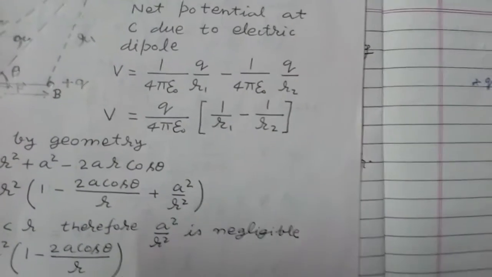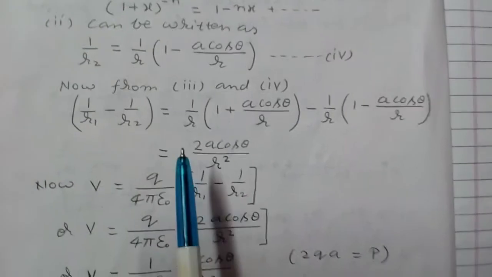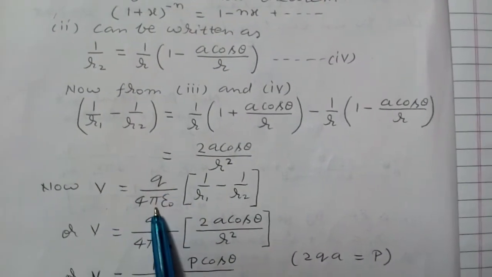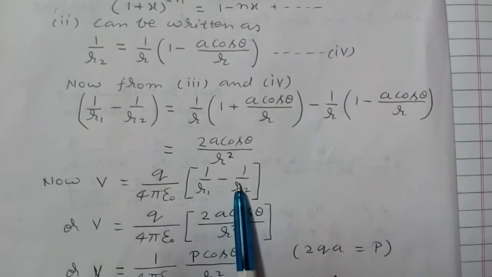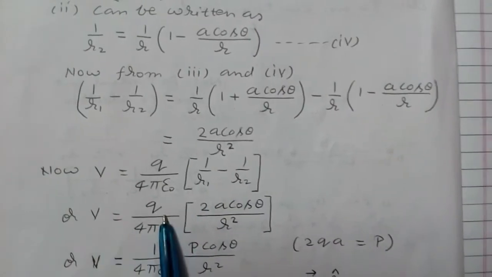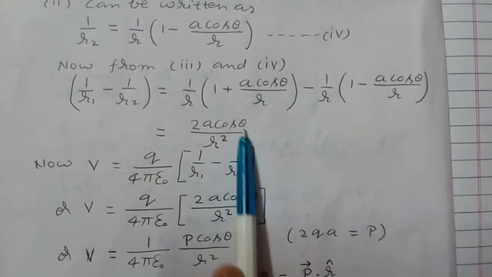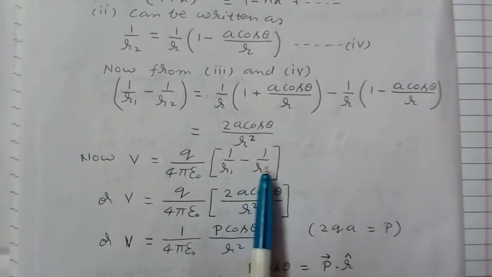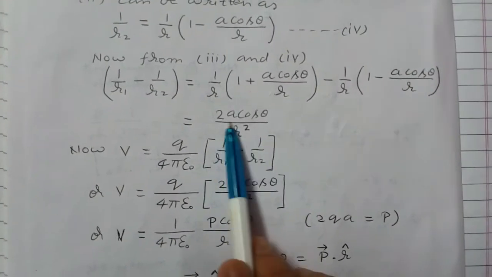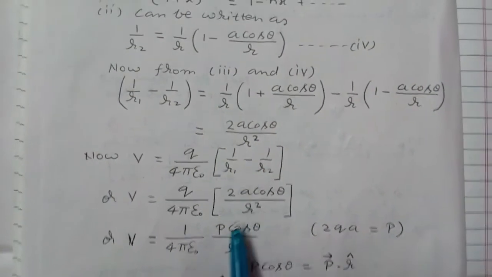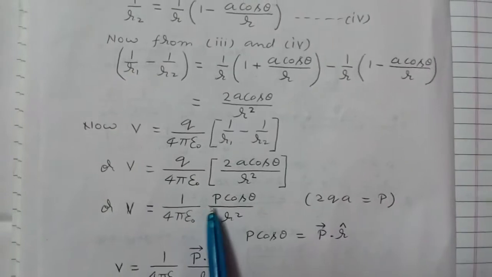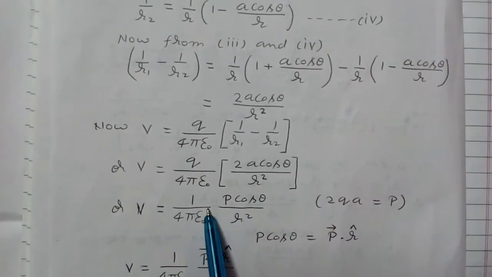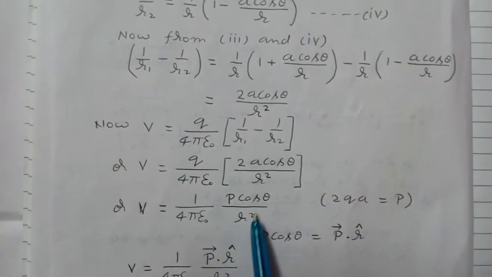So we will put the value of 1 upon r1 minus 1 upon r2 here. So V becomes q upon 4 pi epsilon naught, 1 upon r1 minus 1 upon r2, or V is equal to q upon 4 pi epsilon naught, 2a cos theta upon r square. In place of 1 upon r1 minus 1 upon r2, we have put 2a cos theta by r square. Now 2qa is equal to p. So V is equal to 1 upon 4 pi epsilon naught, p cos theta by r square.